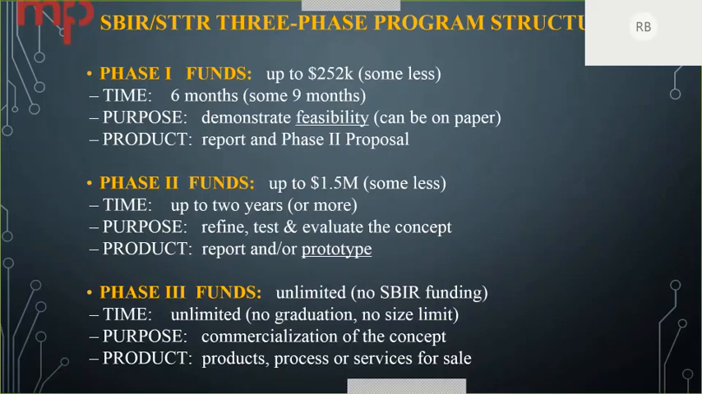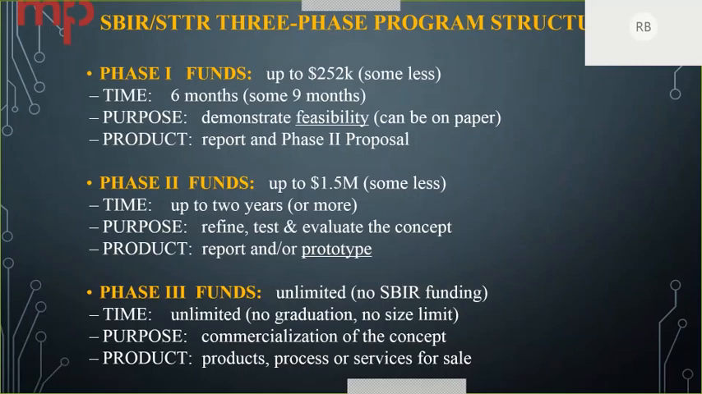These are the 3 phases that I mentioned earlier. It's the structure of the program. Phase 1 funds up to $252,000. Some agencies give less, but it has a lot to do with what budget you present to them. The maximum is $252,000. It might cost you $150,000 to do a feasibility study, which is the purpose of phase 1, to demonstrate feasibility. Your budget should show that, and that's what you would get. If your budget showed $252,000 and it's justified, then you could get $252,000.